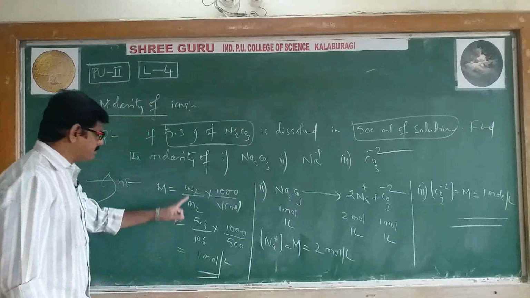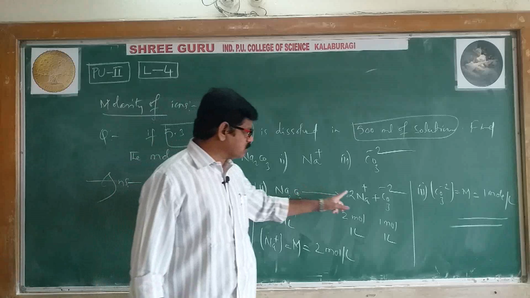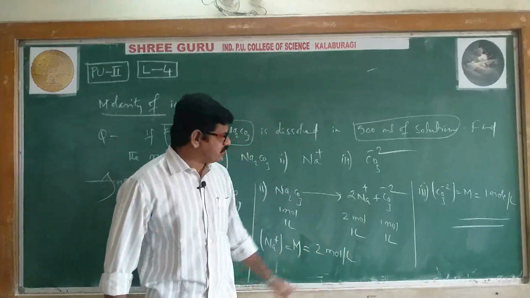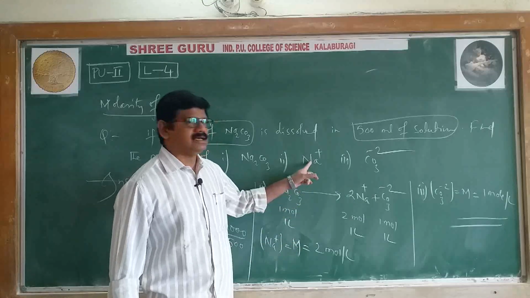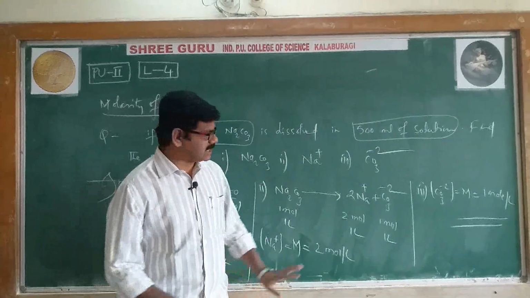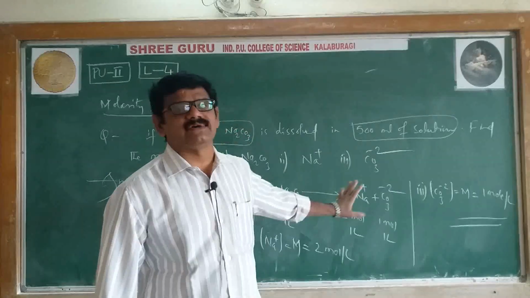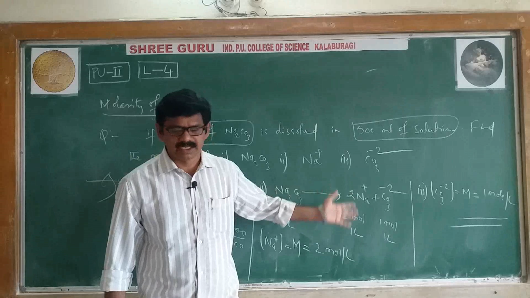Okay. First, sodium carbonate as usual we have calculated, and 1 mole of sodium carbonate gives 2 moles of sodium ions. Therefore 2 mole per liter, nothing but 2, is the answer to the second question, and 1 is the answer to the third question. That's it. And this type of question, in first year equilibrium, while solving pH, we have discussed.